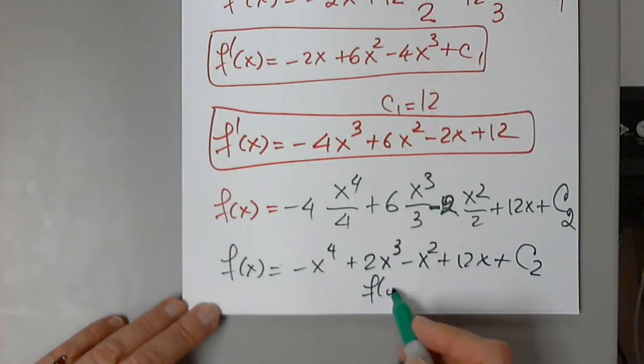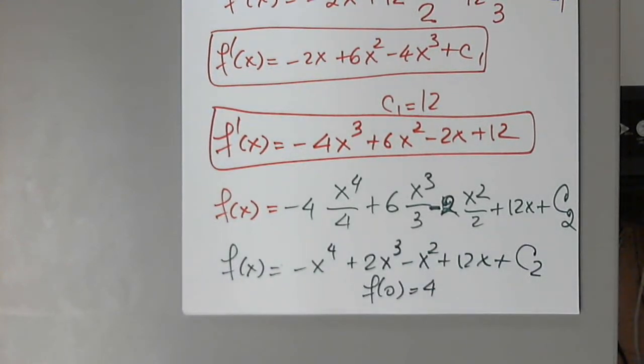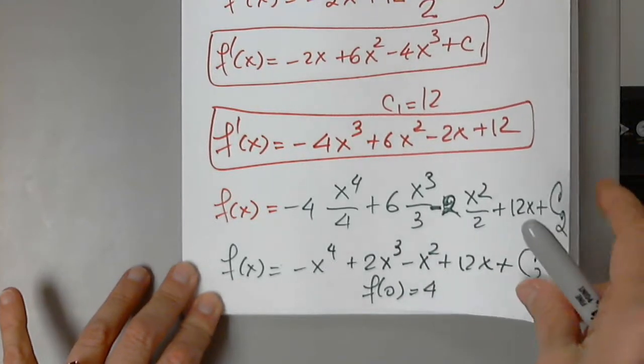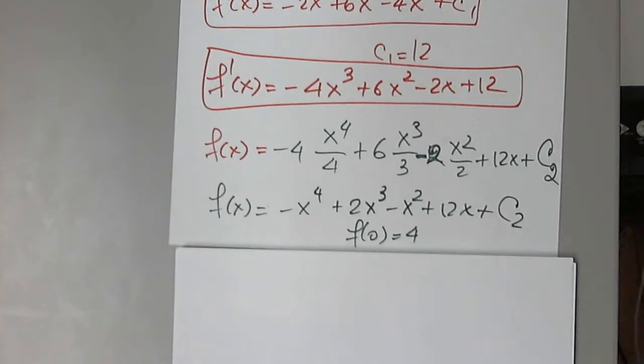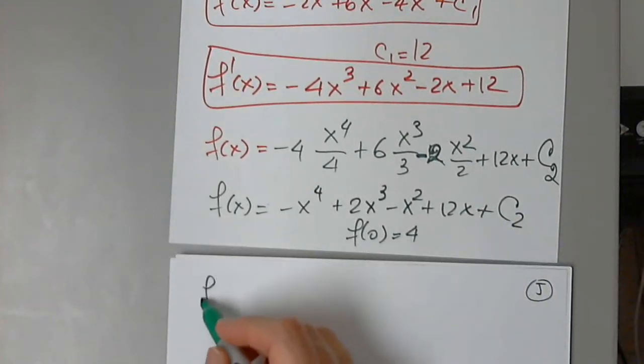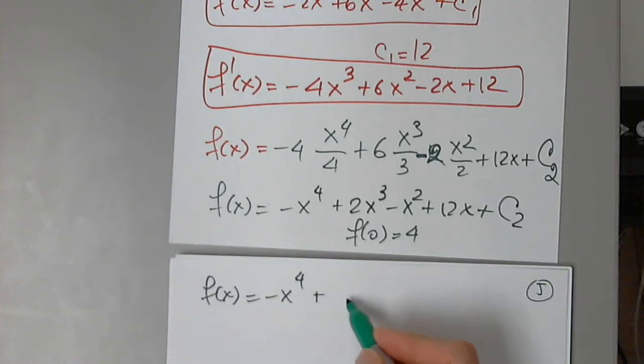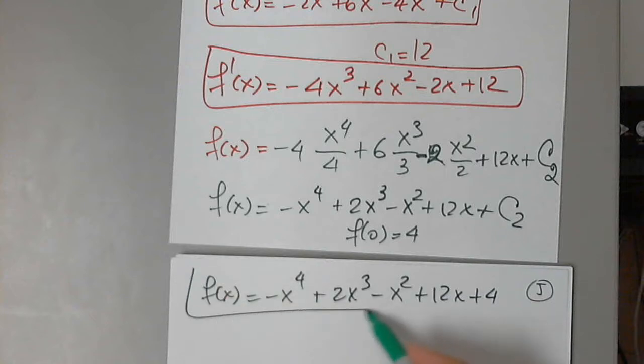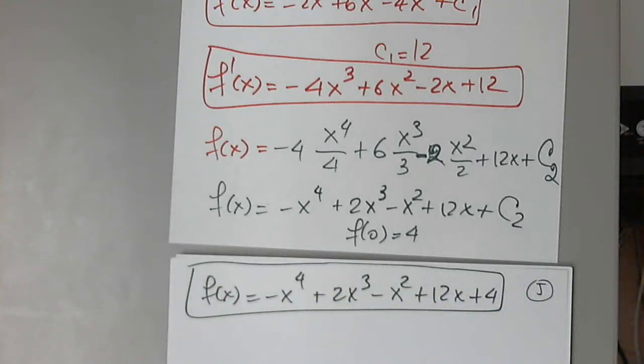And now we are also told that f of 0 is 4. So therefore, the only function that fits the given information is f of x equals negative x to the 4th plus 2x cubed minus x squared plus 12x plus 4. And this is it. There is no other function that fits the given information.